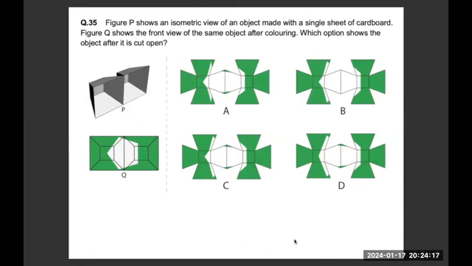Figure P shows an isometric view of an object made with a single sheet of cardboard. Figure Q shows the front view. Which option shows the object after it is cut open? Now in this case, we'll go by elimination.